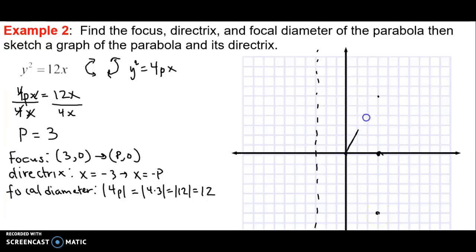So from the origin, pass through those points, and that is my graph, meaning that my graph opened to the right.